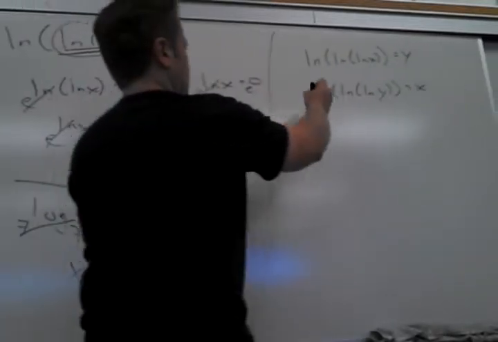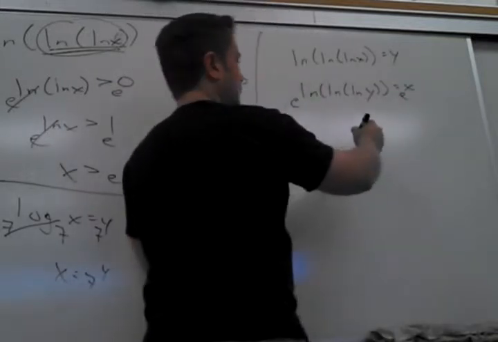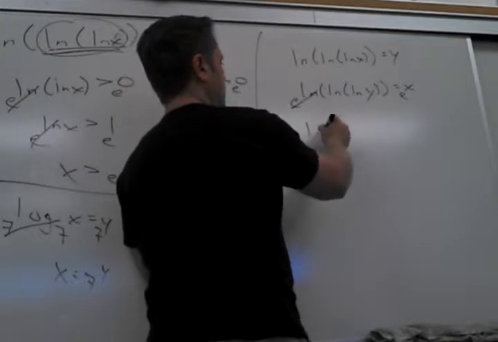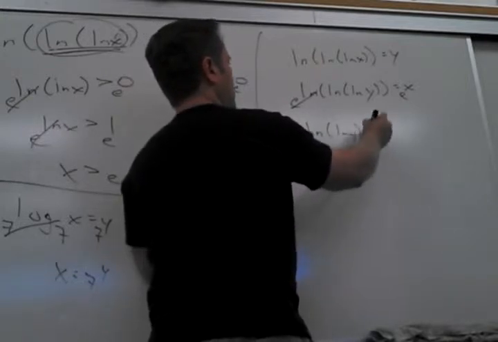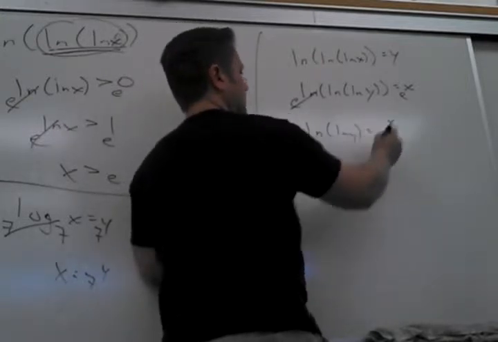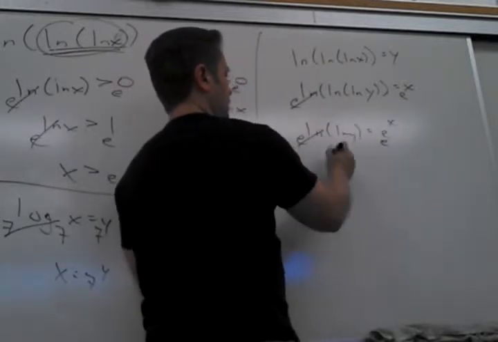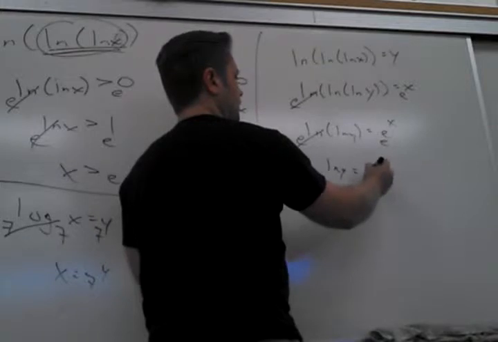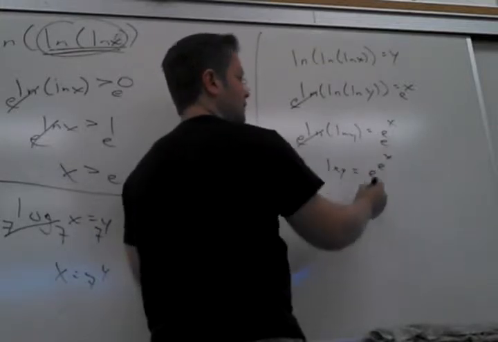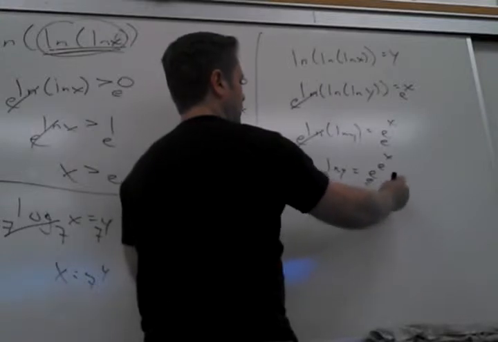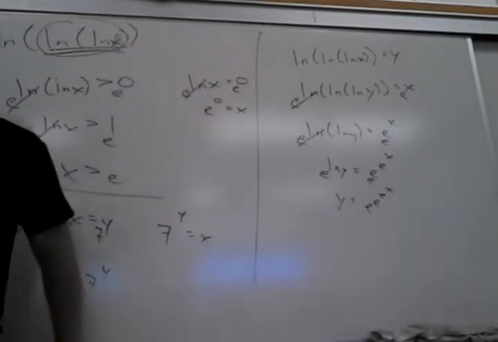You guys see this? So now you do this. Now this gets really neat. So I get ln of y equals e to the x. And e to the ln y equals e to the x. Oh no, e to the y equals e to the x.